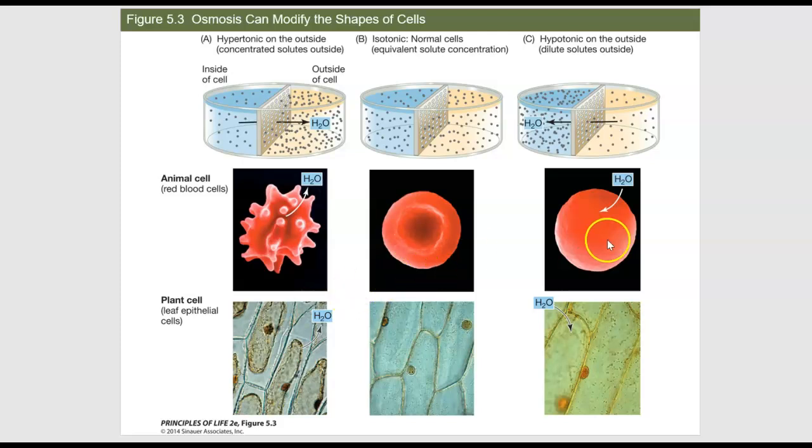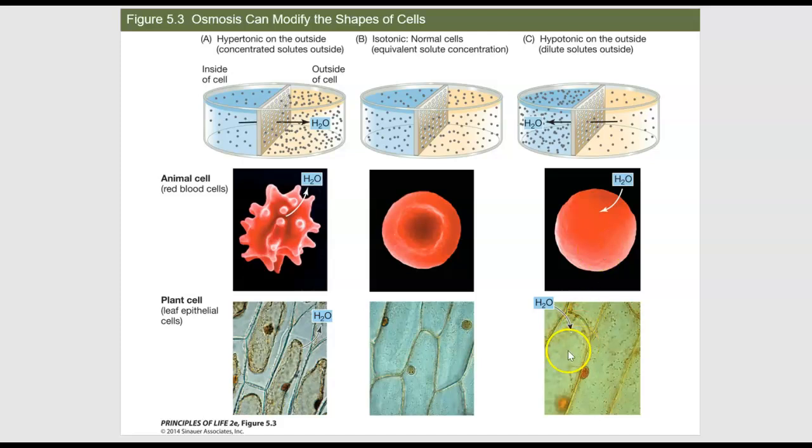Okay, let's flip it to the other side. Here's a red blood cell that's been put into a solution that has high water concentration out here and almost no solutes, very low solutes. And so water is going to tend to want to go into the cell, which actually will have more solutes than the outside. What happens is water flows in, and in the case of an animal cell, this can cause it to burst.